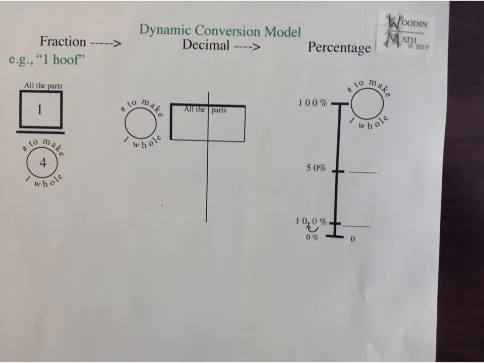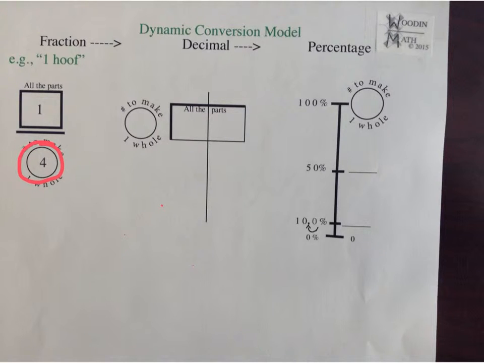Fractions can be represented as decimals or percentages. Let's take the example of 1/4. I'm thinking a semantic example might be 1 hoof of a horse. I'll start by looking at how much it takes to make a whole. Well, in terms of hooves, it takes 4 to make a whole.